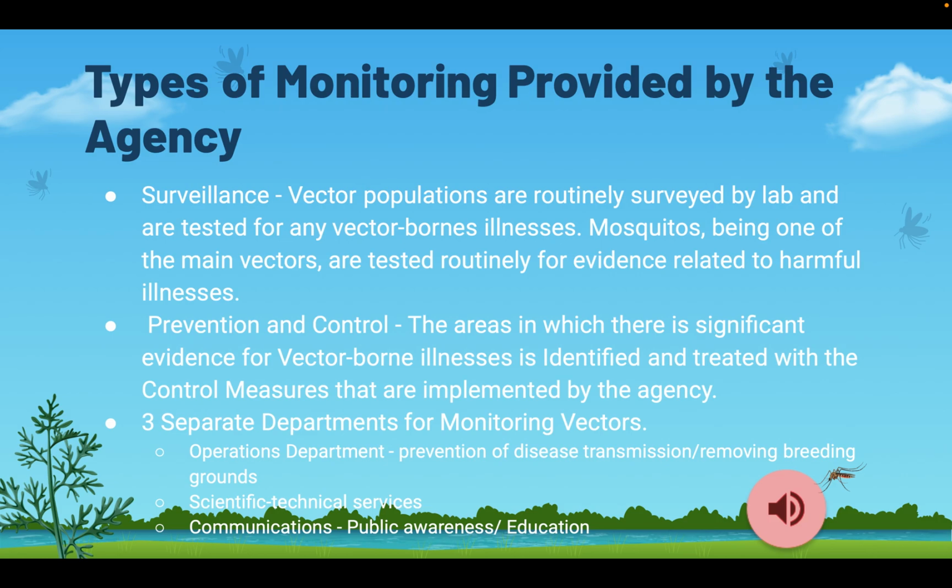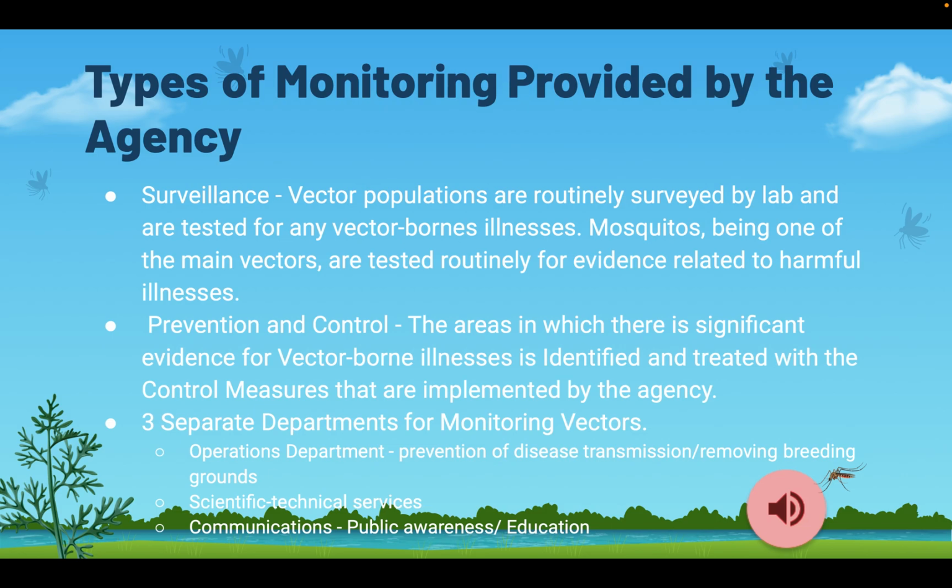The prevention and control is another type of monitoring category that the agency offers. The areas in which there is significant evidence for vector-borne illnesses are identified and treated with the control measures that are implemented by the agency. In other words, the agency goes out to the site of the breeding grounds of, say, the mosquitoes, and they treat the area and possibly get rid of any breeding grounds.